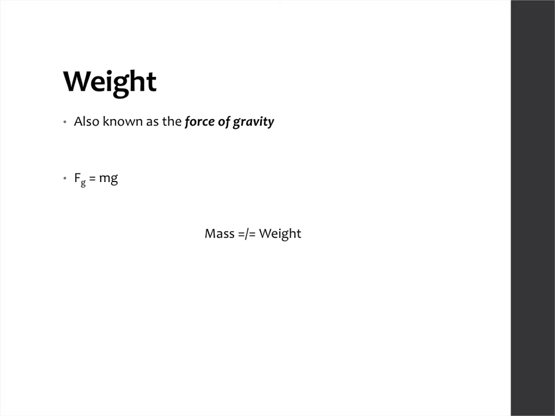Now I have to also talk about this other type of force, weight. It's also known as the force of gravity. So weight and force of gravity are used interchangeably to mean the same thing. And it's given by this equation, F of g. So this g stands for the force of gravity, because we're going to deal with different forces, so we need all these little subscripts to indicate which type of force we're talking about. And then g here is acceleration due to gravity, whereas this m here is mass.